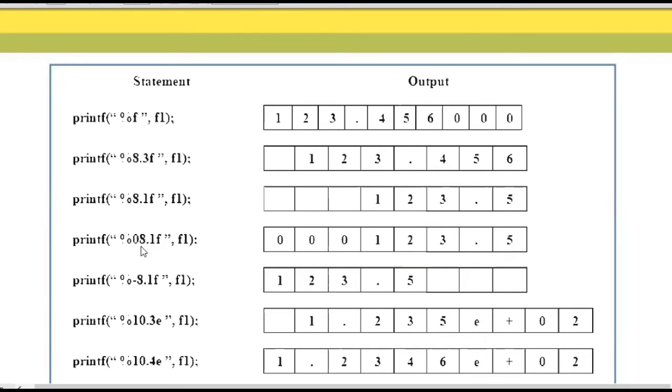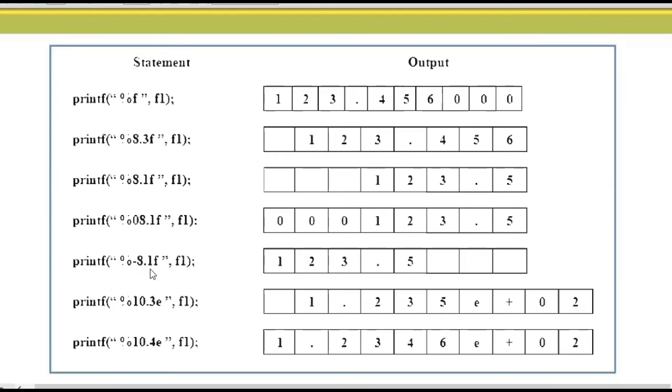Here 08.1f. Okay, so here the same output we will get like this, but all places which are left blank on the left hand side will have the value 0. It will show 0 when we write like this, 08.1.